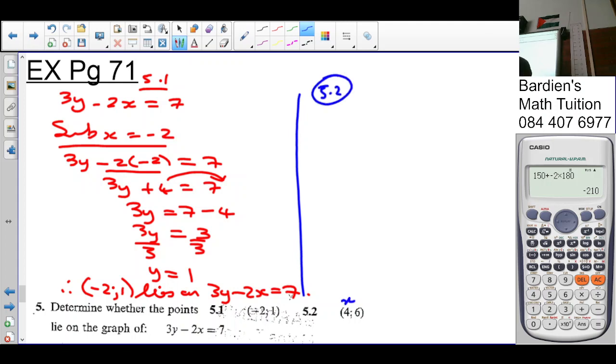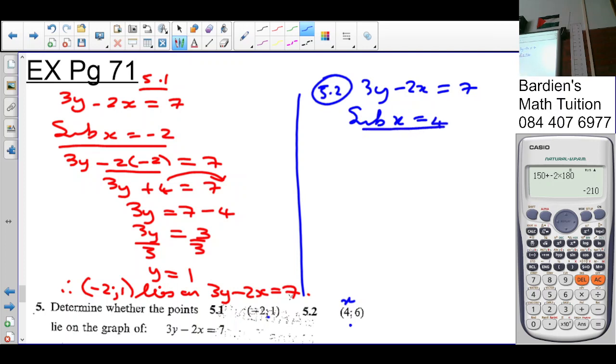Again, I'm going to substitute. I could have substituted the y. If I substitute the y to be 1, and then the x is negative 2, then it lies on. Can you see that, people? But I just substitute the x. Again, the equation is 3y minus 2x is equal to 7. So what's the x value you're going to substitute in? x is equal to 4.